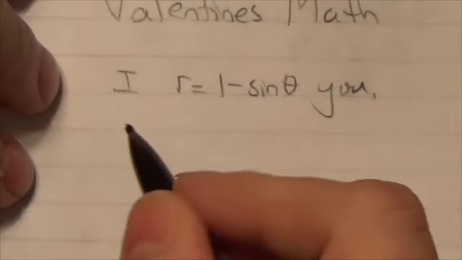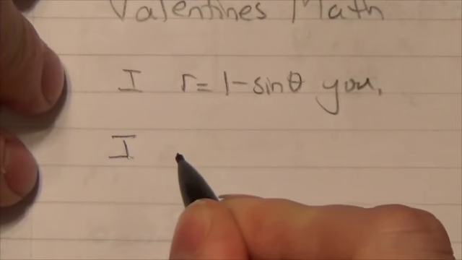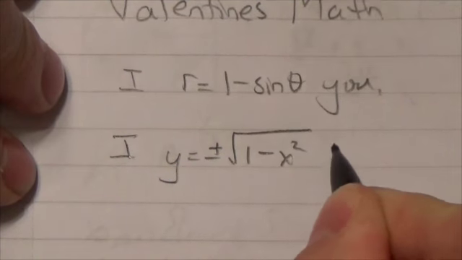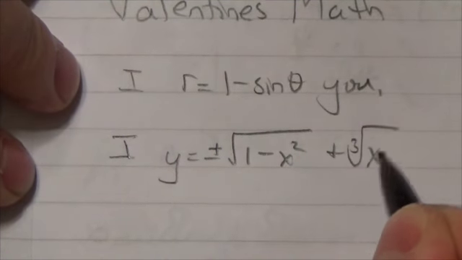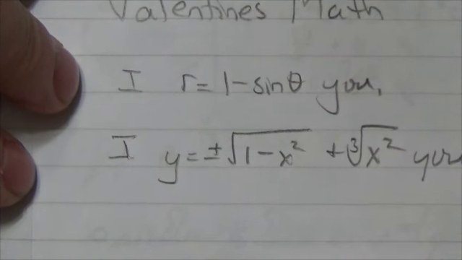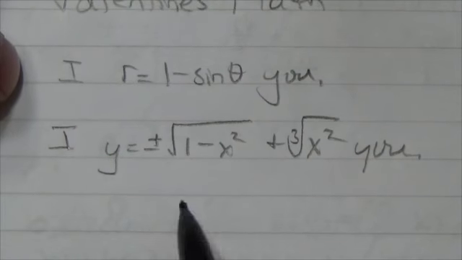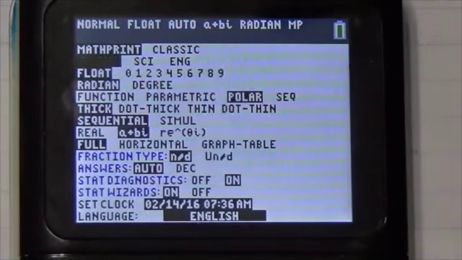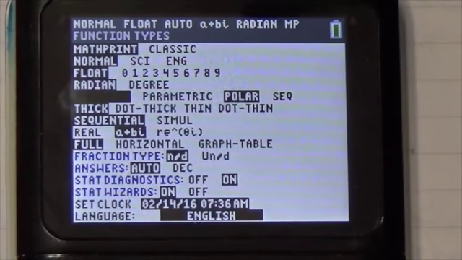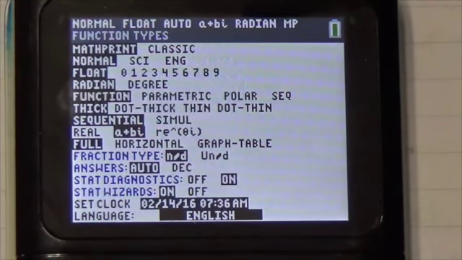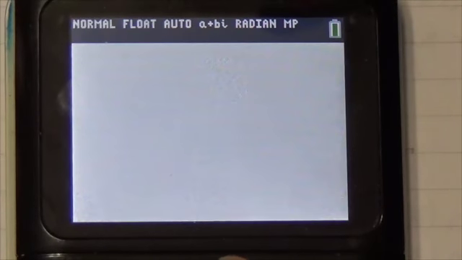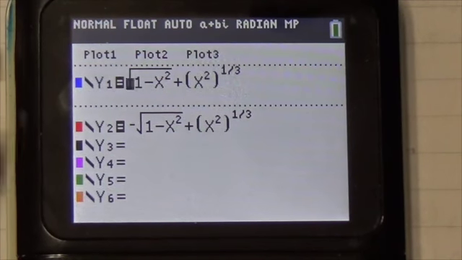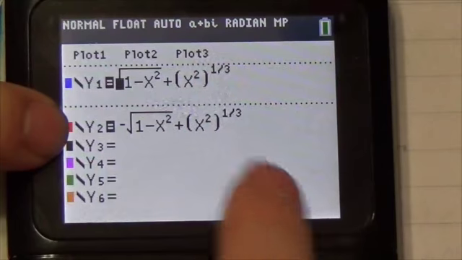If we go back to our rectangular coordinates, you could tell somebody, hey, y equals plus or minus the square root of 1 minus x squared plus the cube root of x squared, you. Now you've got to remember this. So now let's go to our calculator and I'll show you what's going on here. First of all, we got to go back to our function here. Put our calculator in that different mode. Now I'll go back into y equals, and I've already entered those two equations in. I have to do two of them, one for the positive, one for the negative root here.